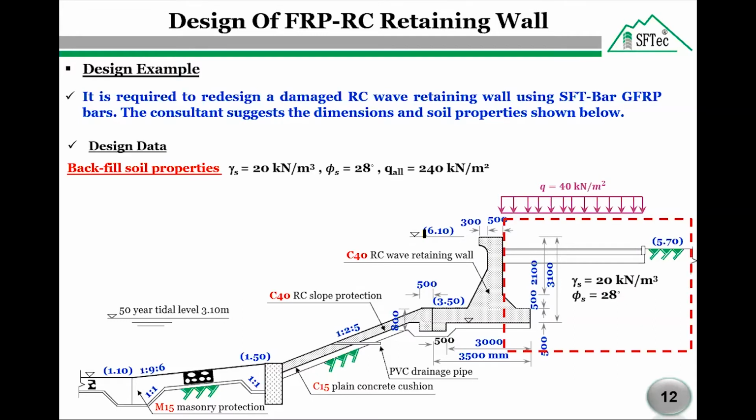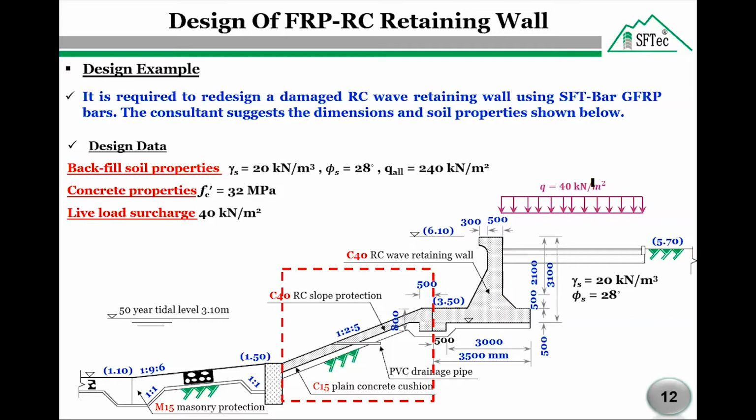From the geotechnical report, the density and the internal angle of the backfill soil are 20 kN/m³ and 28 degrees respectively, while the allowable soil pressure is 240 kN/m². The concrete compressive strength equals 32 MPa. The live load surcharge on the backfill, as we see here, equals 40 kN/m². A reinforced concrete slope protection is shown in front of the wall, surrounded by this dashed line. It is therefore required to design this wall for flexure and shear to retain the backfill here. As per the design codes, CSA A23.3-2014 and CSA S806-2012 are applicable.